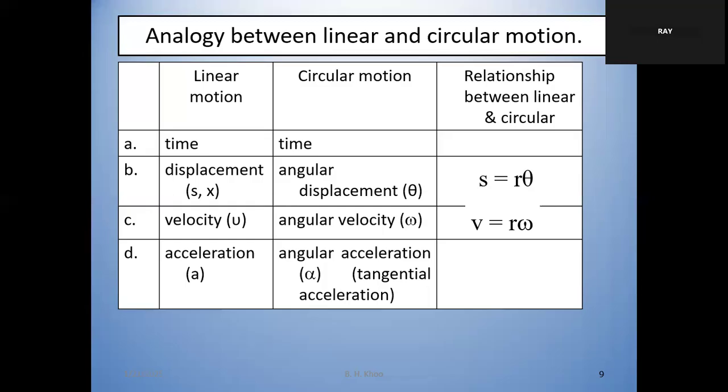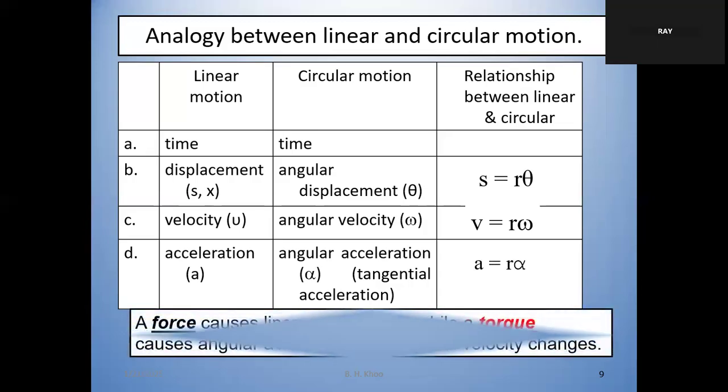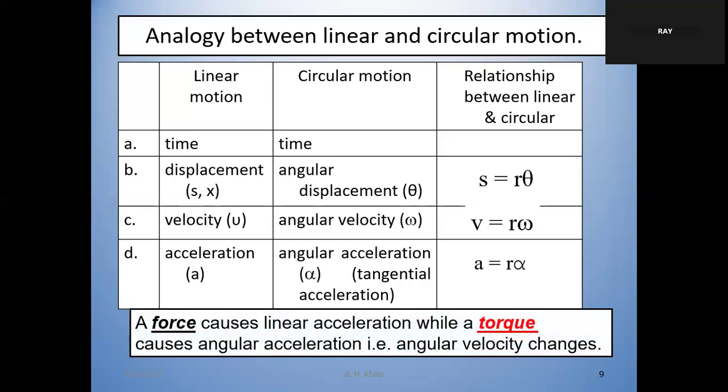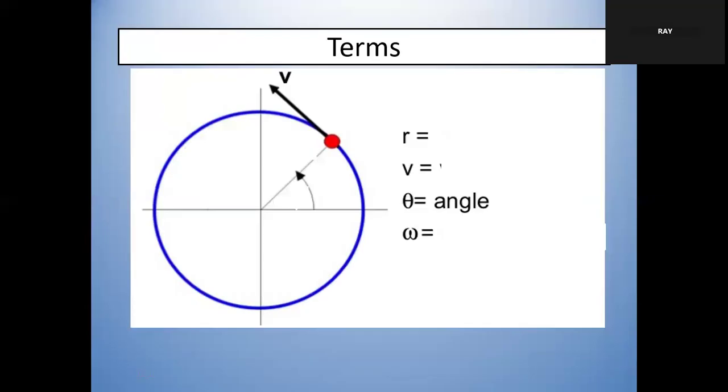Right? v equals r omega, and a equals r alpha. Right? A force causes linear acceleration, while a torque causes angular acceleration. Angular velocity changes but we are not interested in that. We only study torque in topic 5 or topic 6, where we cover moment. But in this topic, we are not interested in torque at all. Right? Not required. So alpha equals 0, or angular acceleration is 0.